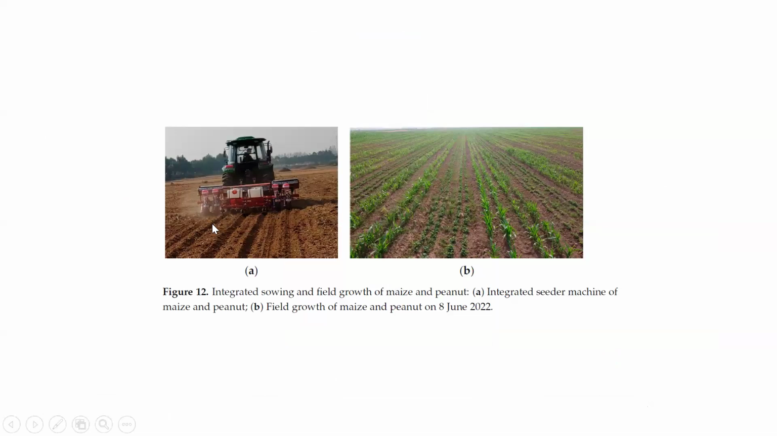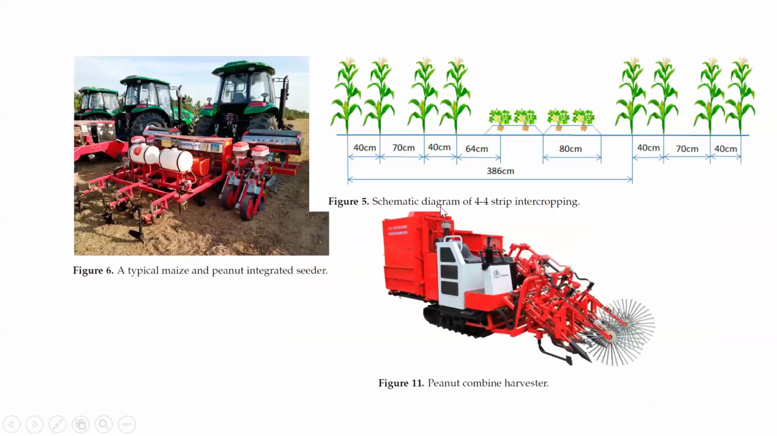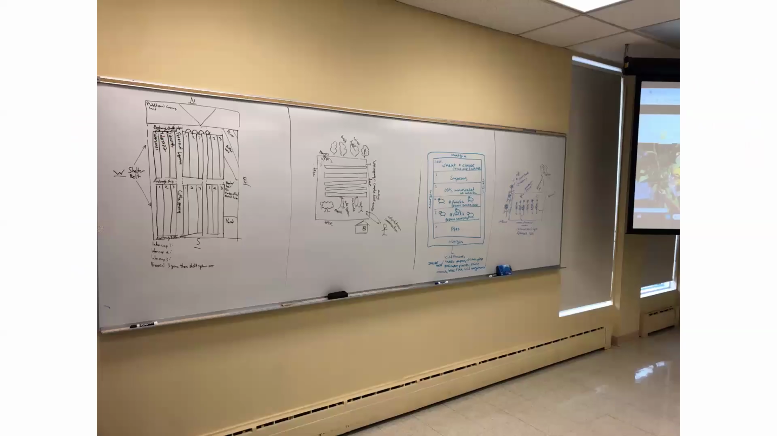Seeding is a bit easier in this case. This is a seeder that seeds both corn or maize and groundnuts. And you can see here the 4 rows of maize and the 4 rows of groundnuts that have been seeded with this machine. Here's another seeding machine. And here's another picture of a peanut or groundnut harvester. So we're pushing the envelope in this now, and I think in 10, 20 years, we'll have made a lot more progress.